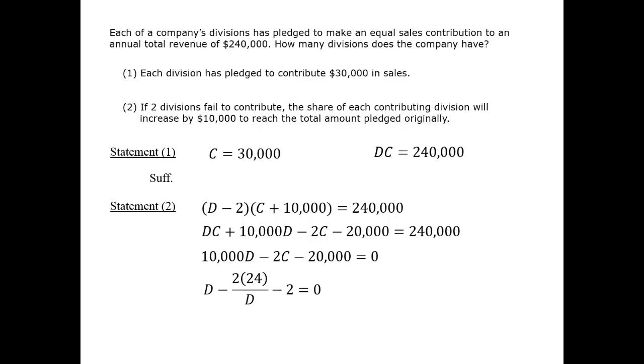Finally, we can multiply throughout by D, and now we have a familiar-looking expression, a quadratic expression. We can factor this, and since D must be positive, D equals 8. We also can note that we have not stumbled across a contradiction with statement 1. We have a unique value for D, so statement 2 is sufficient. The correct answer is D.